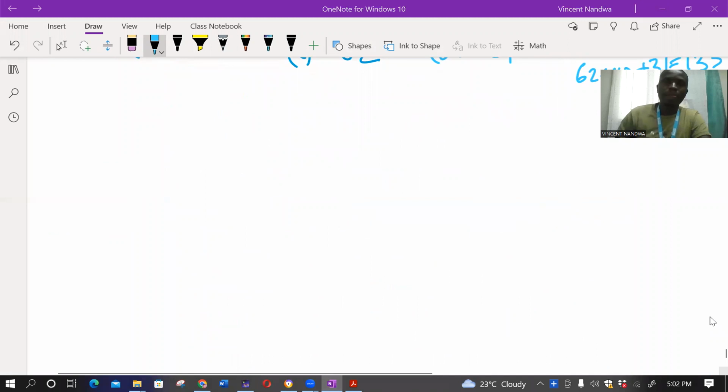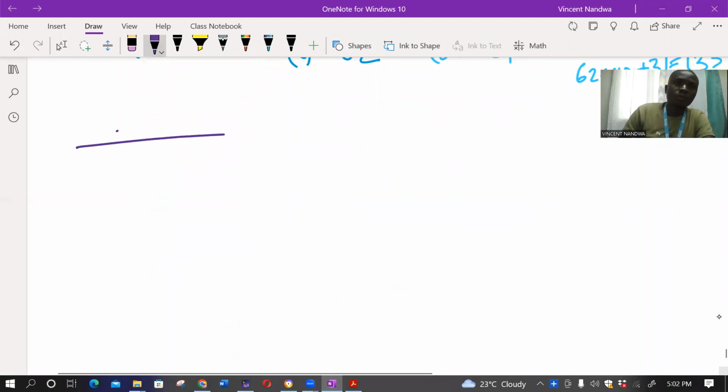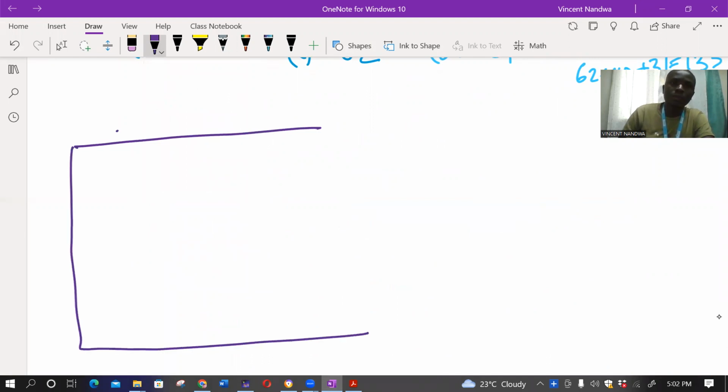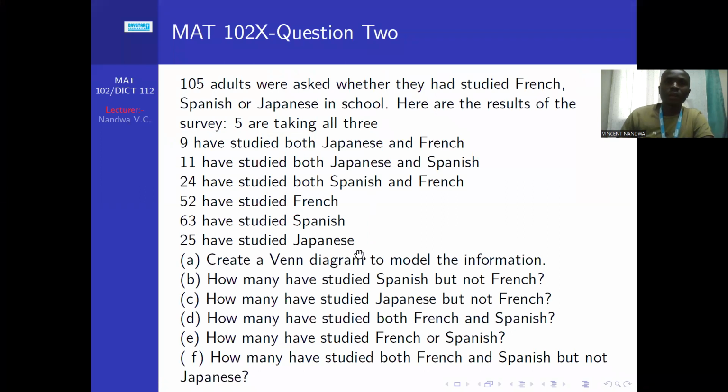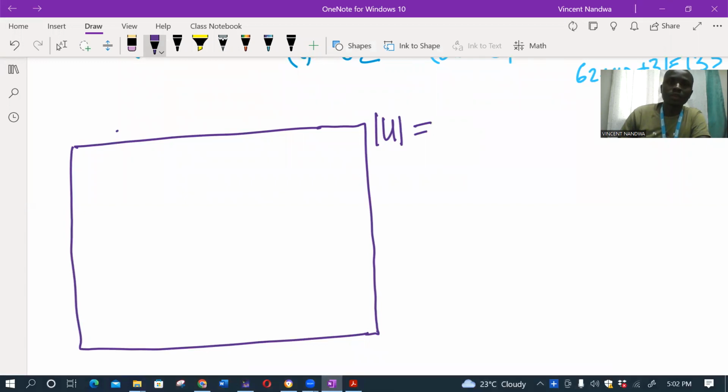So we are going to have this rectangle, which will represent our universal set, and the universal set has 105 members in total. So the cardinality of this one is 105.